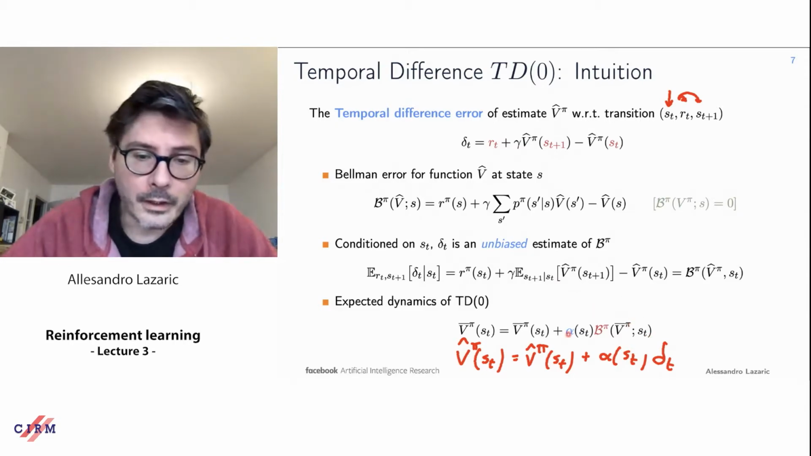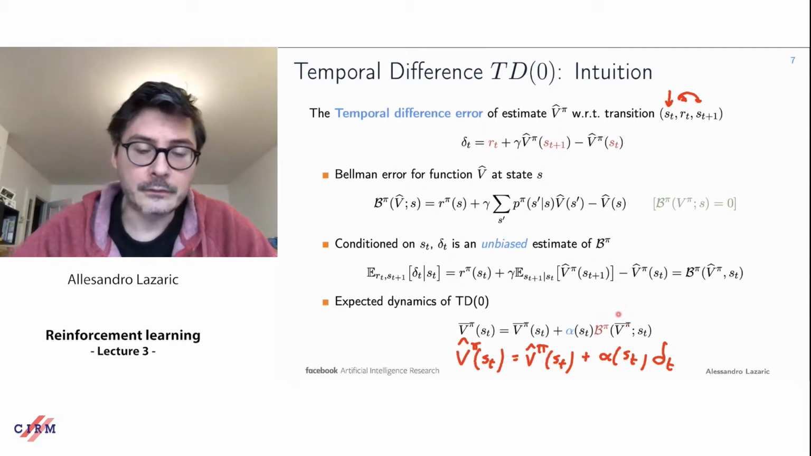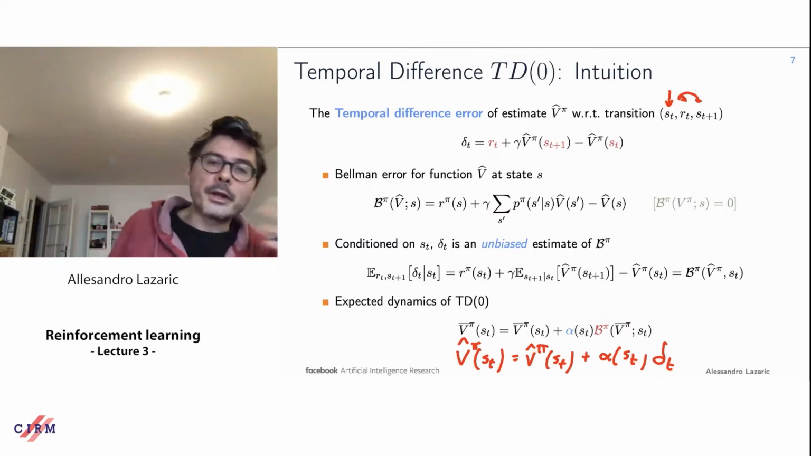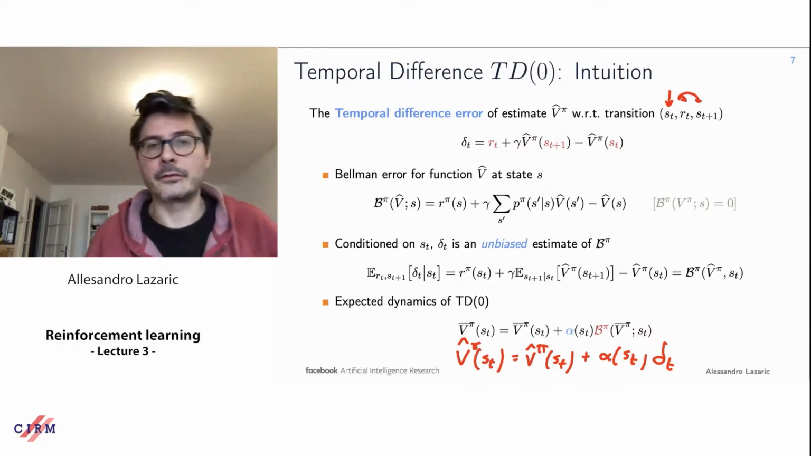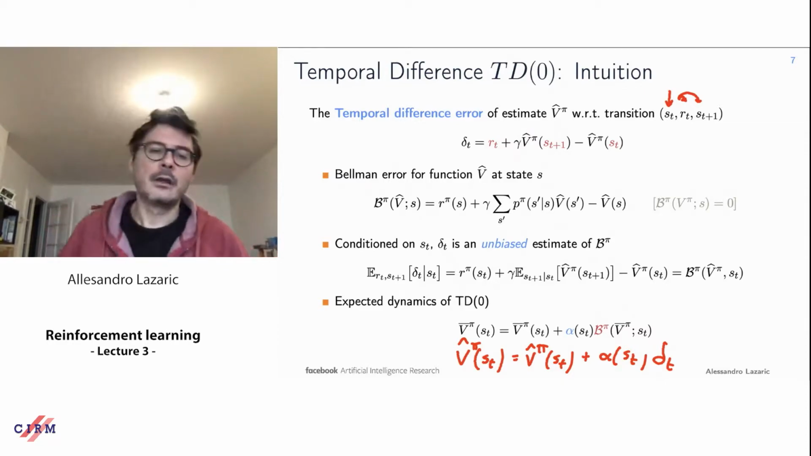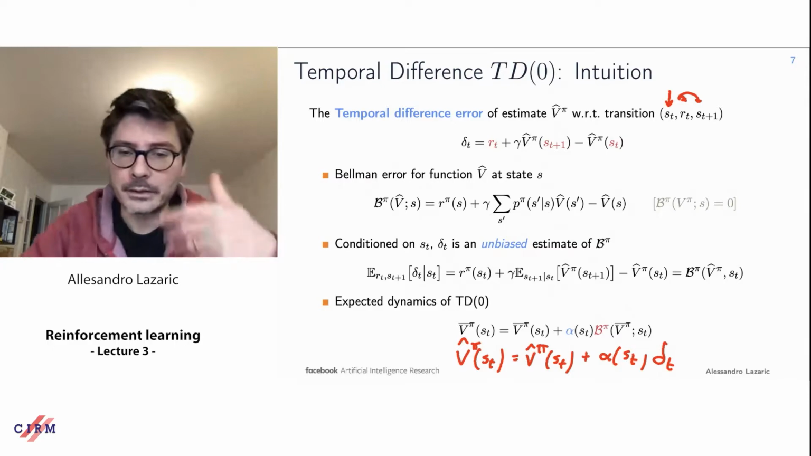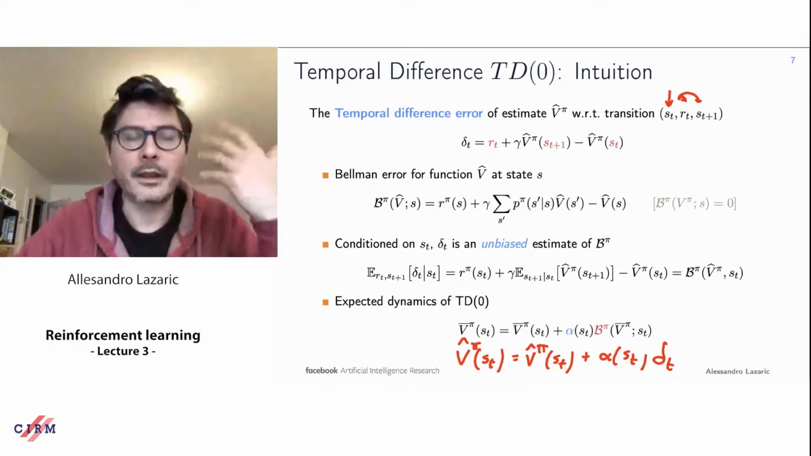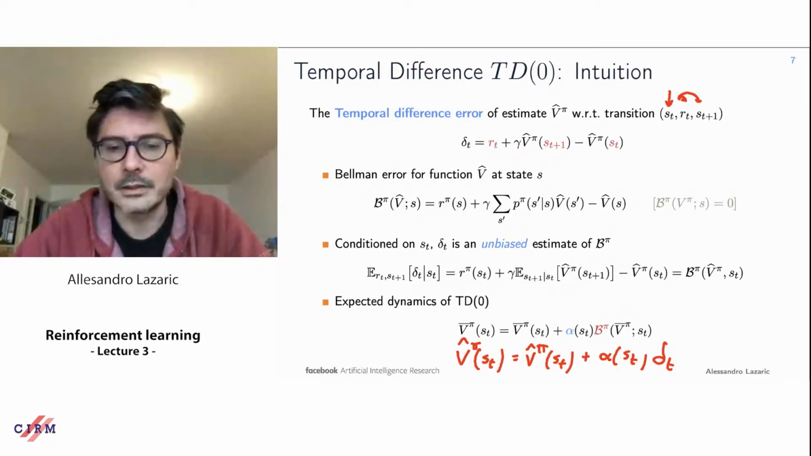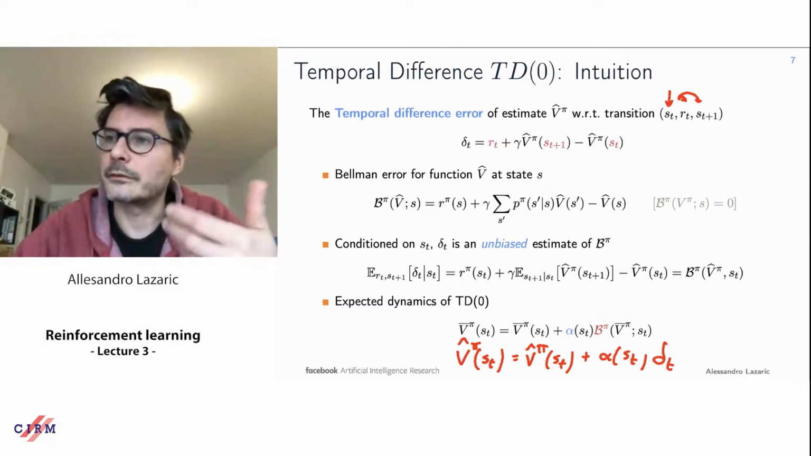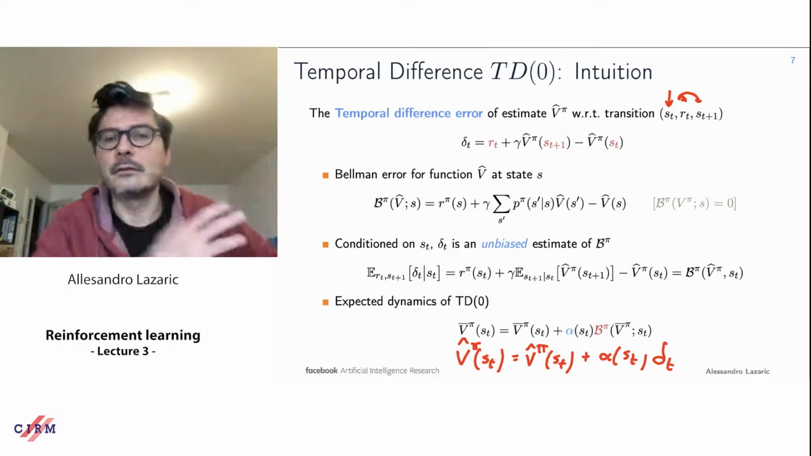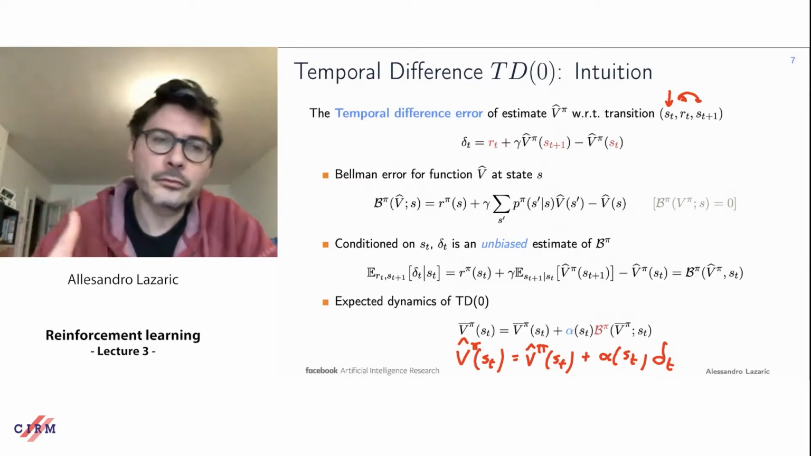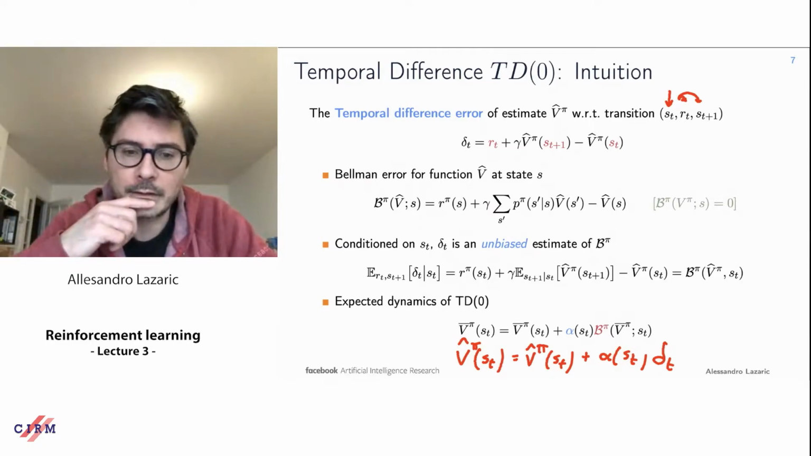So the reason why I mentioned this expected dynamics is because, if maybe for some of you it rings a bell, one way to prove that temporal difference is a good algorithm is actually to study its expected dynamics, move it to continuous time, analyze the associated ODE, and show the convergence properties of this ODE. And this will be one path to prove good properties about this algorithm.